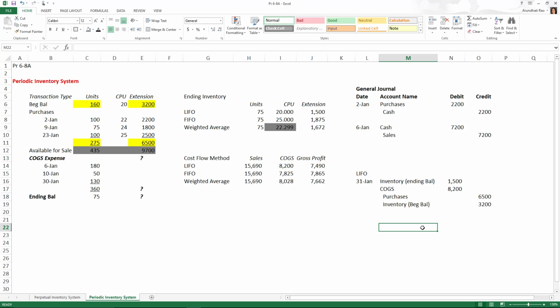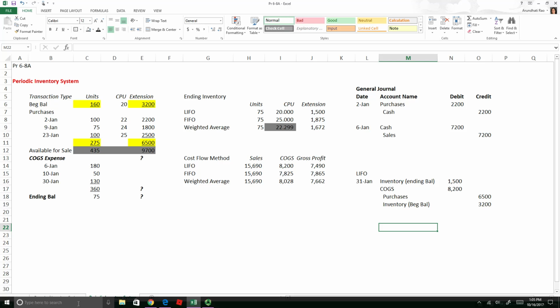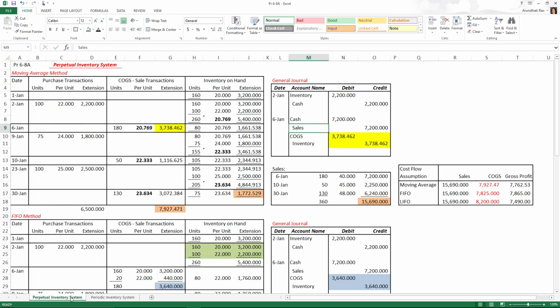So in a lot of ways, the periodic inventory system is a lot easier to do as a student. But as a business person, this doesn't give me any information about the inventory that I have left on hand, what the pattern of my sales were, etc. All of which I can see in the perpetual inventory system.